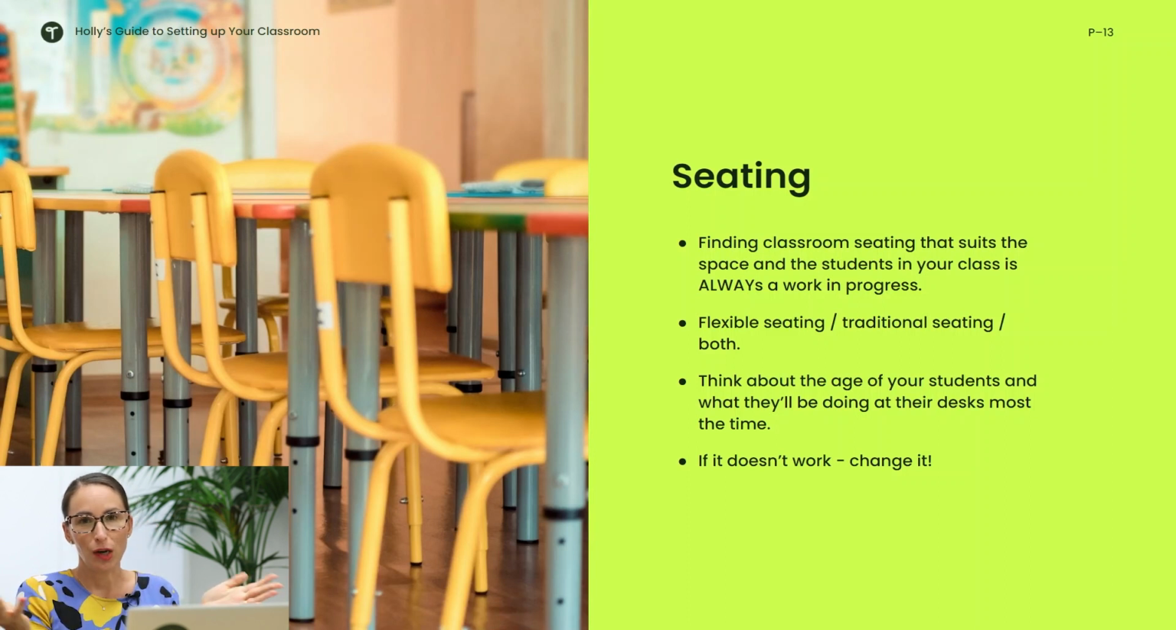Also, you're sort of confined with what you've got in your classroom as well. I know that traditionally I just had the old school rectangle desks, but some of you might have access to some better quality desks with slightly different shapes and all that. So look at what you've got and decide what you think is going to work for the space. Think about the age of your students and what they'll be doing the most at their desks. Will they be doing more independent work, or will they be doing a lot of small group work? That will then help you determine what seating layout is going to be best for your classroom.